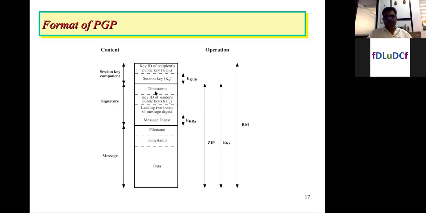Usually, before encrypting the data, we compress it to reduce the size. Compression is usually done before the encryption, because after encryption we cannot get good compression rates. You can try it out practically. That is the practical thing. If you want a good compression rate, we have to do the compression before the encryption. So this is the ZIP operation.